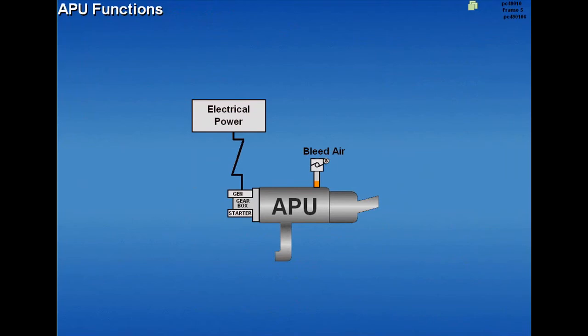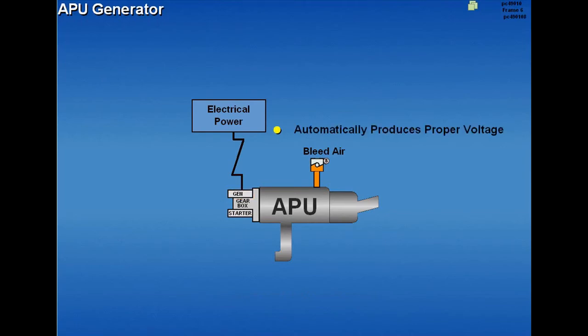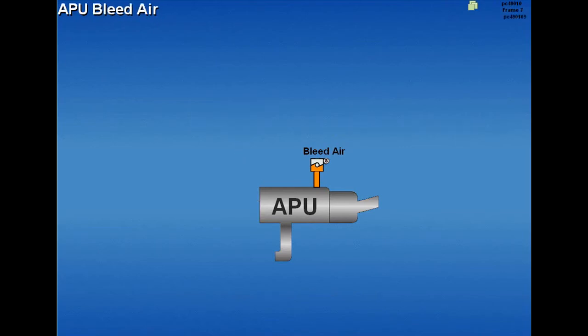The APU provides bleed air and electrical power and is restricted to ground operation only. The APU generator is directly coupled to the APU and rotates when the APU is operating. The voltage regulator on the generator automatically produces the proper voltage. APU bleed air may be used for air conditioning or engine start.